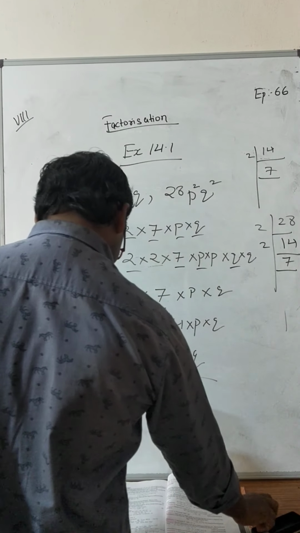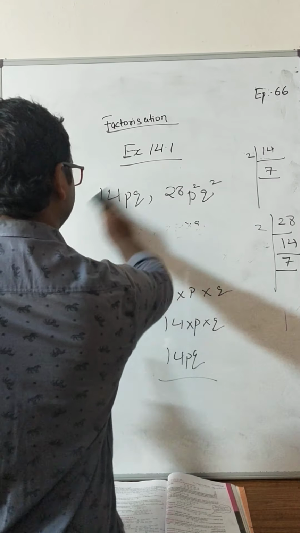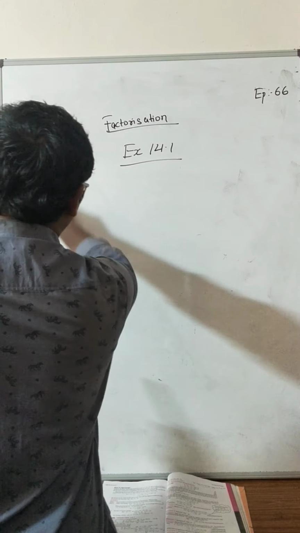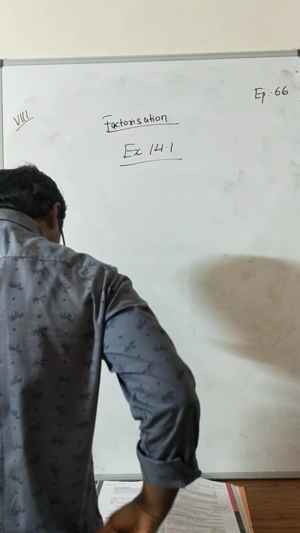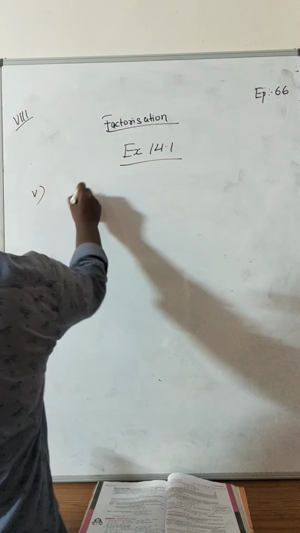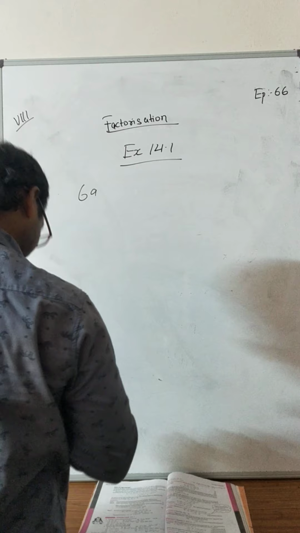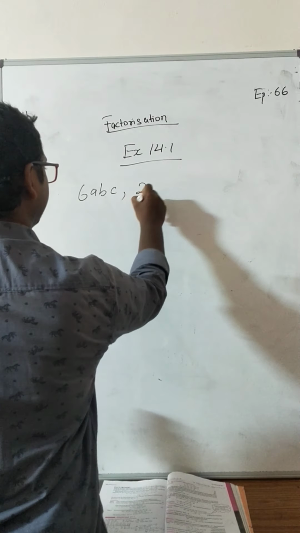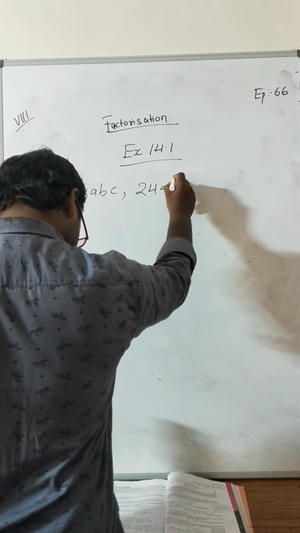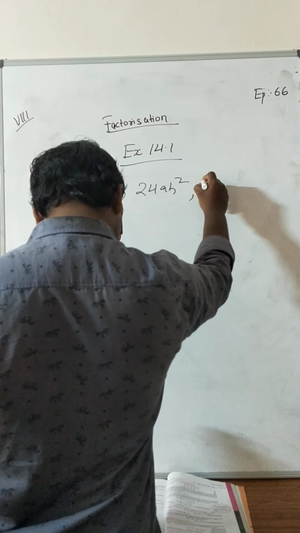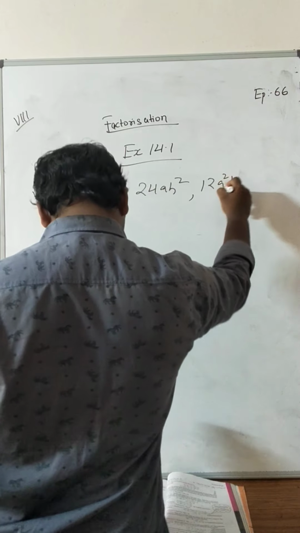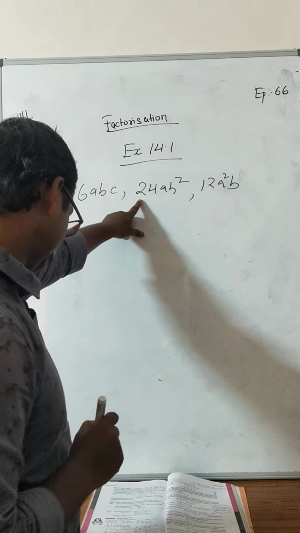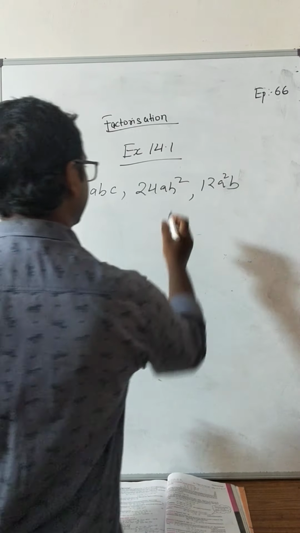Now look at the fifth one. The fifth one is 6abc, 24ab square, 12a square b.